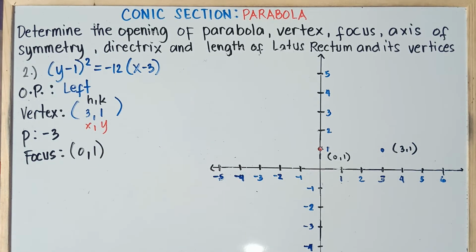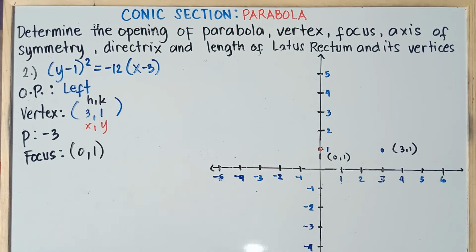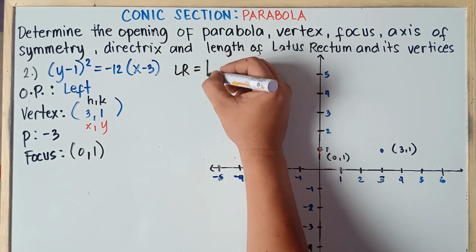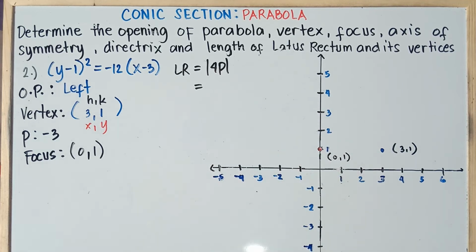Alright, so next step, class, is we need to get the length of the latus rectum for us to graph this one. Now, how will you find the length of the latus rectum? The formula, class, latus rectum length is equal to the absolute value of 4P. Question, sir, why is it absolute value? Because we are referring to the length, class. Length is always positive. Absolute value of 4P.